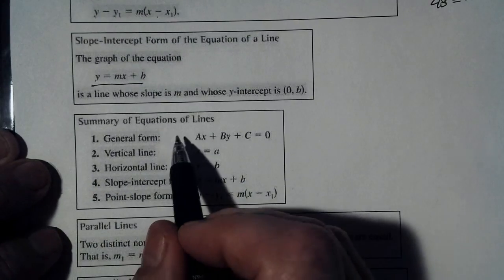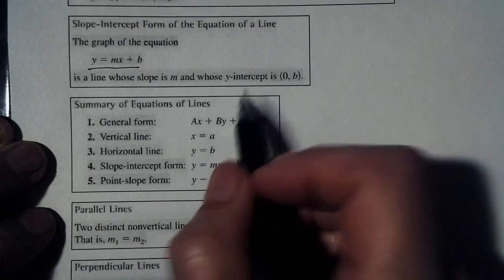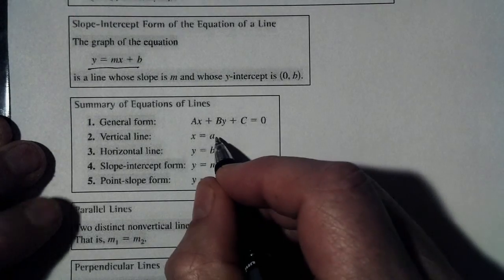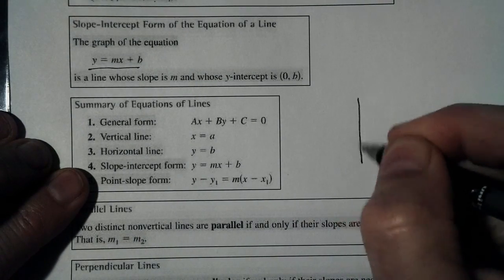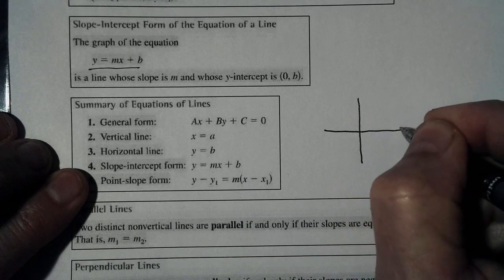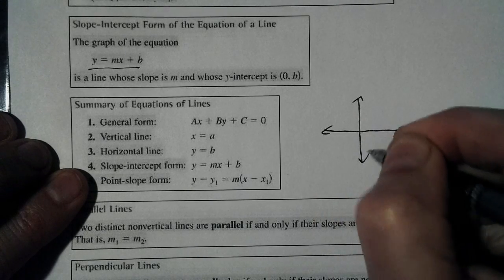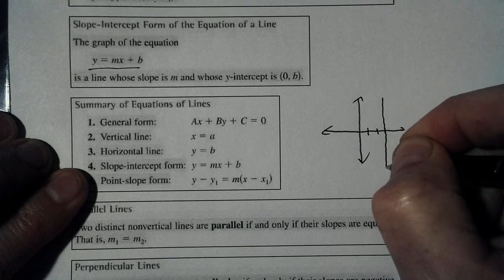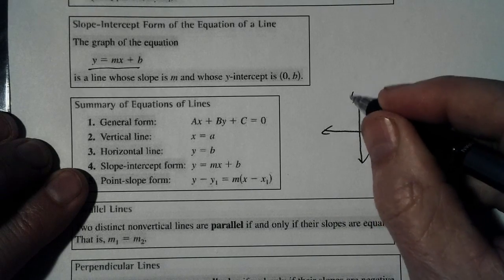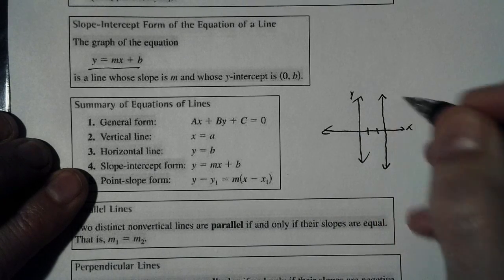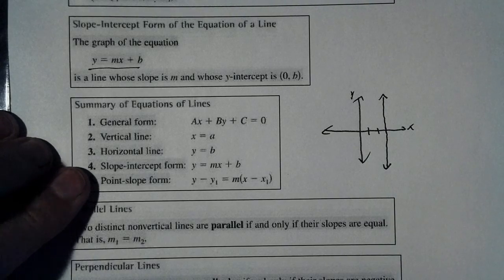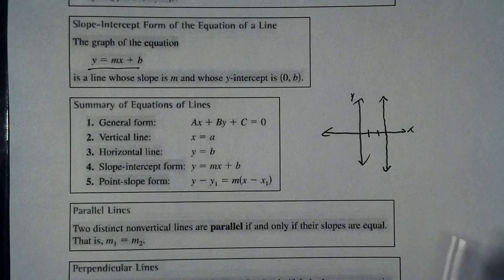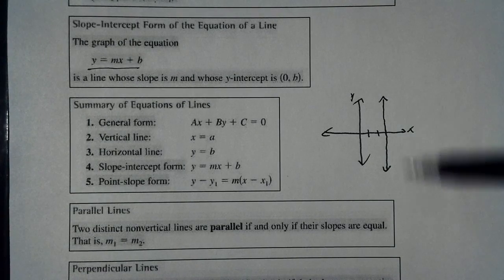Okay, summary of equations of lines. We've got general form, which we will use very, very seldomly. A vertical line, and this causes people problems, so let's pay close attention to this one. A vertical line, let's say we're right here. And there, this is the y-axis, x-axis, and then we have this line right here. I promise you, I made this mistake. I'm like, well, it's vertical, it's going up and down, so it must be y.